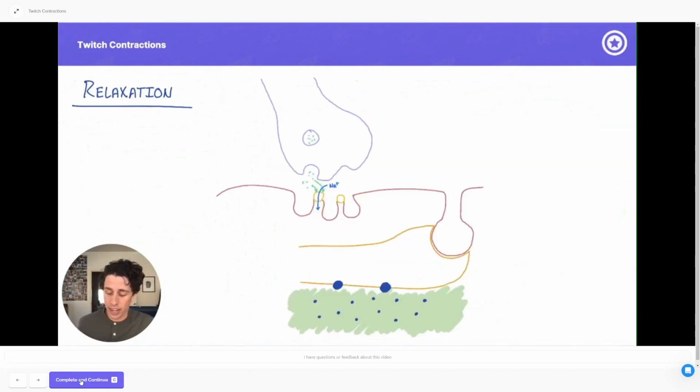As we can see right here, we have all these calcium ions that are in the sarcoplasm, and a lot of these are going to be bound to the troponin itself. But there's going to come a time when these calcium ions are going to be pumped back into the sarcoplasmic reticulum, and there's going to be an active transport of these calcium ions back into there. And so when the active transport happens, these calcium ions are then going to move back up into that sarcoplasmic reticulum.